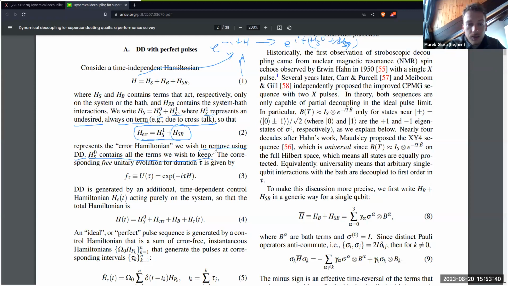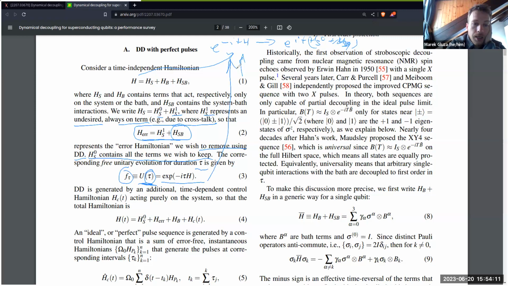Okay, HS contains all the terms we wish to keep. Again, we are lucky, good writing. Sorry, I was talking ahead while it's written here already. All right. Maybe I put it back in case somebody wants to see. The corresponding free unitary evolution for duration t or tau is given by F(t), which is a unitary parameterized by the duration t, which is just the exponential here. If I would use tau and not t, we would have the same formula, so we're good here.